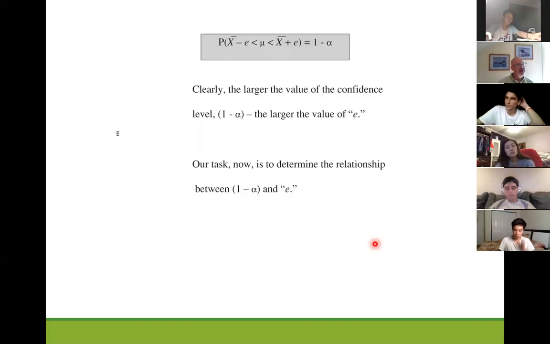Which one is more precise? Well, the smaller one's more accurate. The larger one has a lot of variability; it's 99% sure it's going to be that number, but that's a wide range. All right. So our task is to find out the relationship between 1 minus alpha, which is the confidence level, and E, which is known as the margin of error.